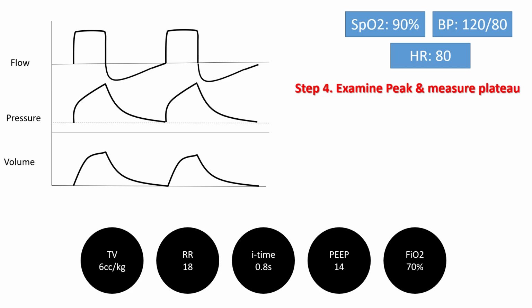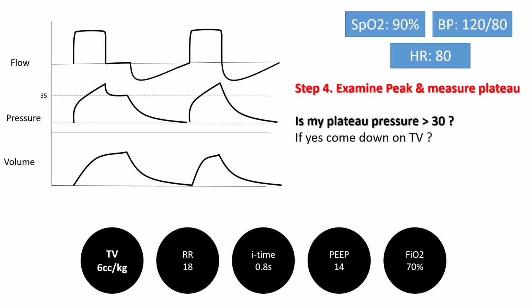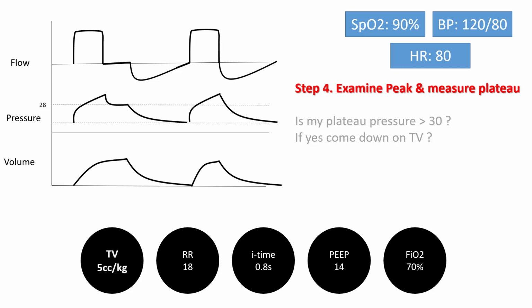The next step, I look at the peak and measure the plateau pressures. The question I ask is, is my plateau pressure more than 30? And in this case, yes, it is. If it is, I would like to come down on the tidal volume. As you can see, we started at 6 cc's per kg, but given the plateau is higher, we'll come down on the tidal volume in steps till your plateau is less than 30.